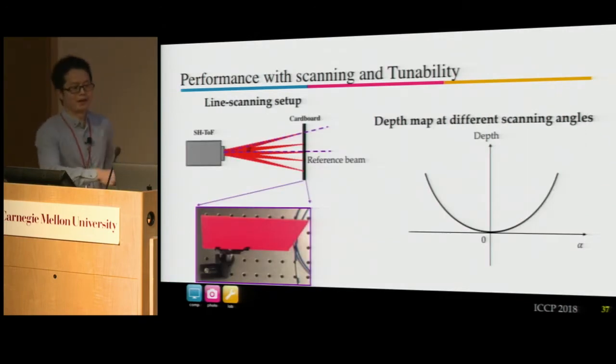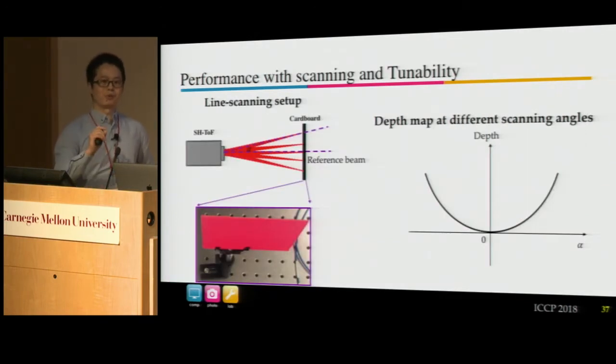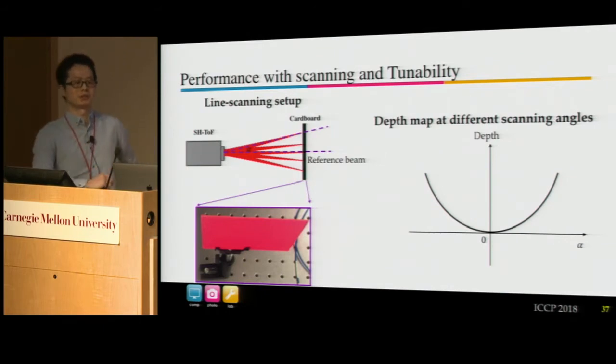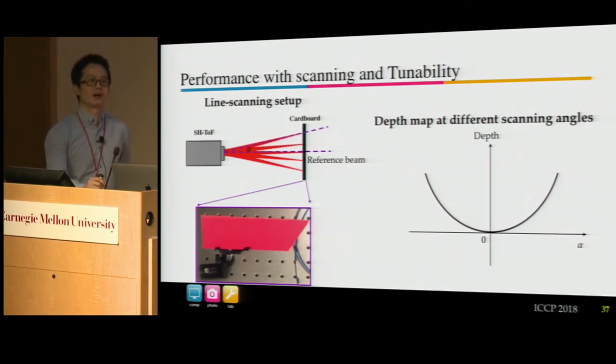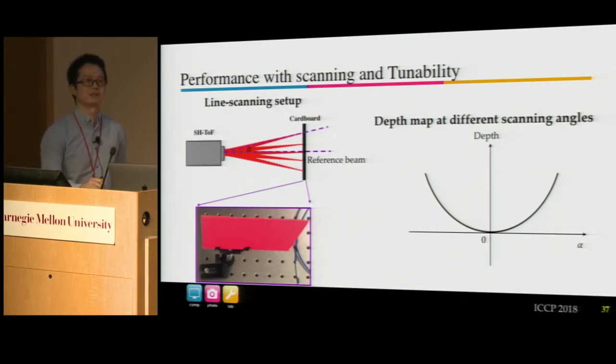So as I mentioned earlier, we're not going to image only a single point. We're going to scan the beams. So the next thing is, can we verify the performance when we're scanning the beams? So what we do is we do the line scanning setup. We will scan the beams along this cardboard, and if we use the center beam as a reference, as you can see here, the depth profile is going to be a quadratic, and it will be symmetric when we scan the beams at different angles.